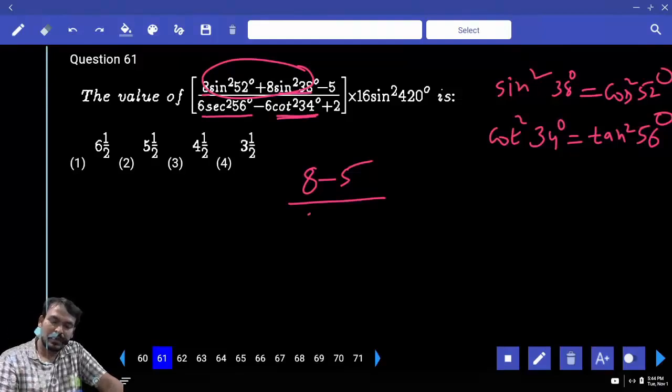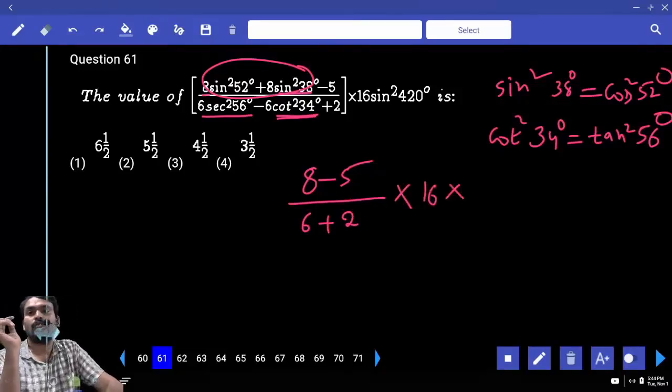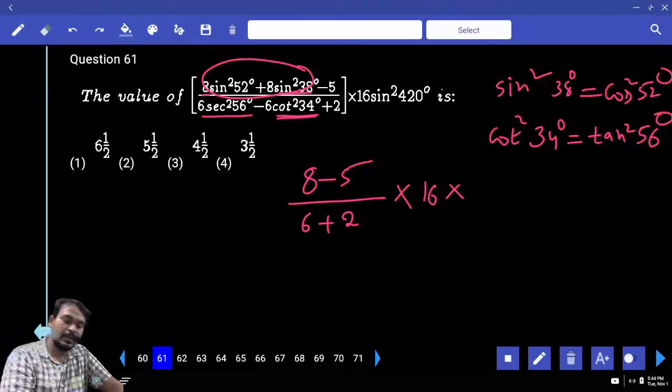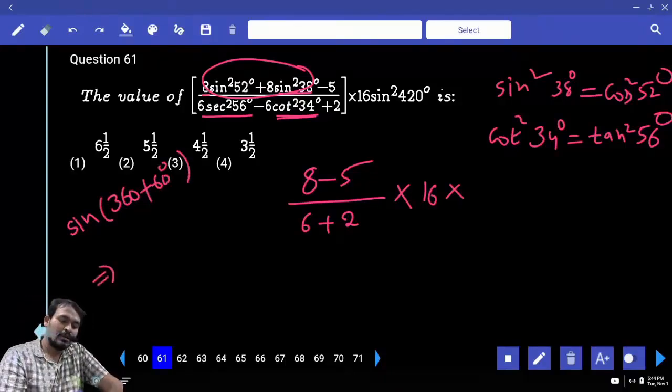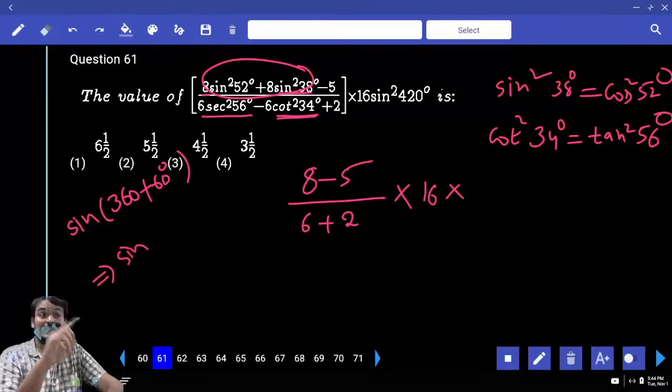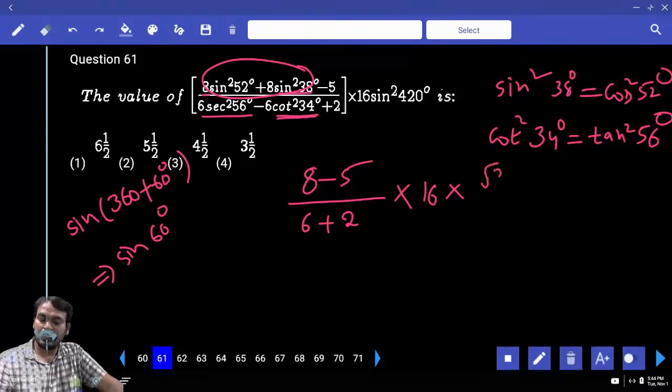Then for the denominator, are we getting 6 plus 2 or 6 minus 2? 6 plus 2 into 16 sine square 420. 420 means we write sine of 360 plus 60 degrees. 360 plus theta means the sine value stays sine theta. Then sine 60 degrees. What is the sine 60 value? Root 3 by 2. Then we write root 3 by 2 to the power 2, or not?